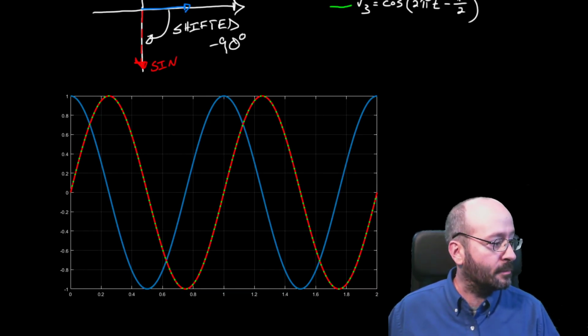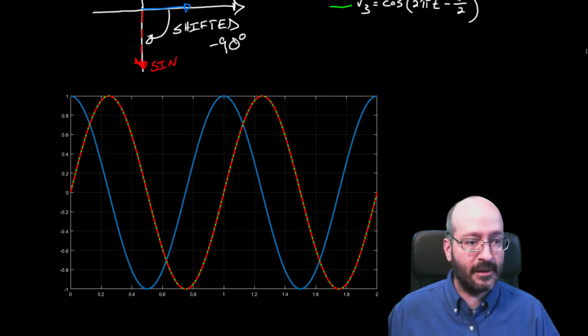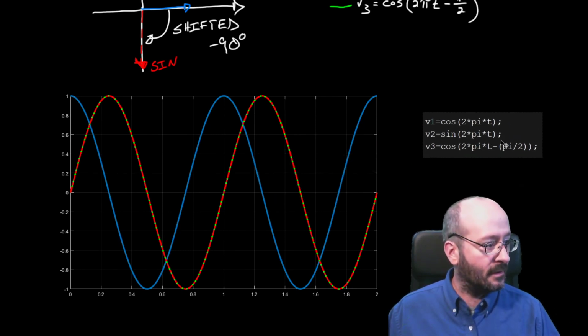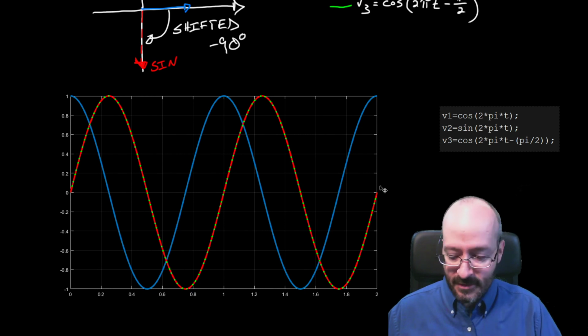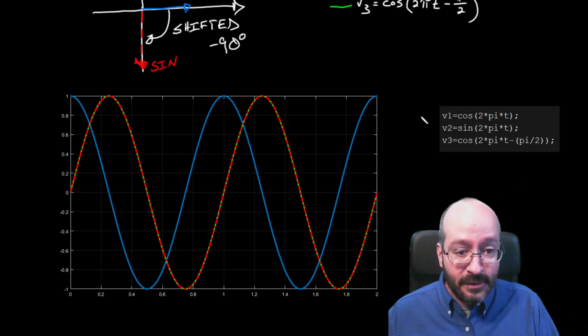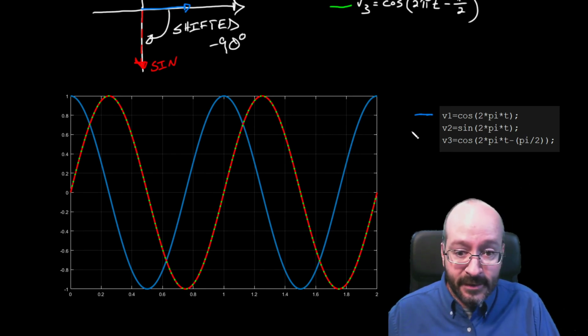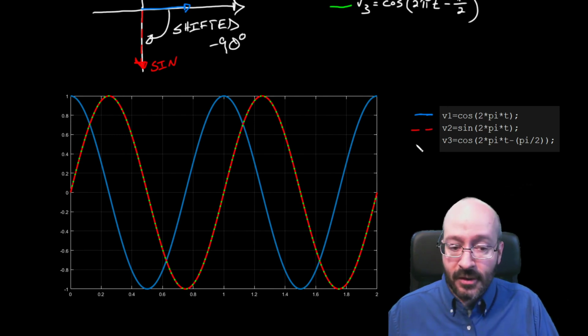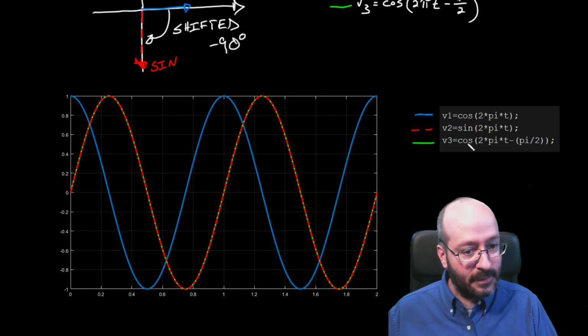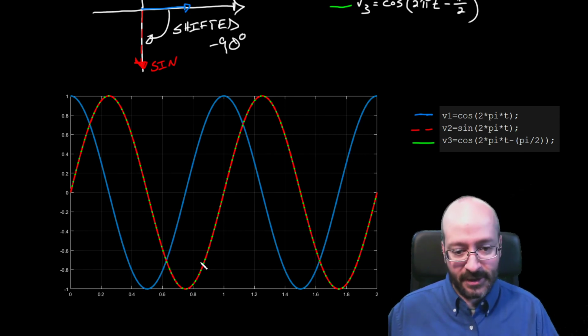And let me get my preview back so I can see where I'm pasting it. Okay, so there it is. Our blue is our original cosine. Oops, that was a solid line. Our red is the sine, and that's dashed. And the green is a solid green line. And the green and the red are the same. So a sine and a cosine are just shifted by -90 degrees.